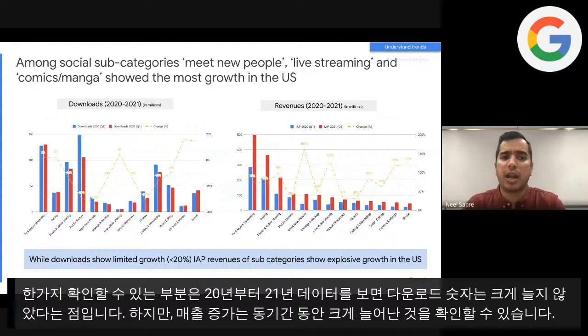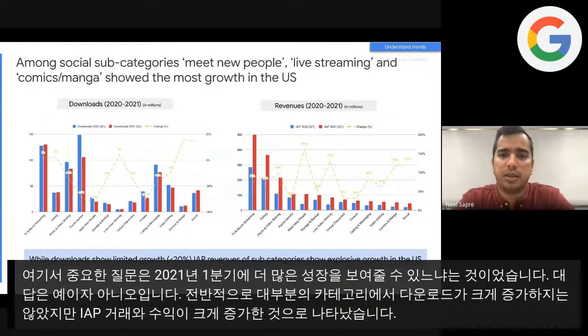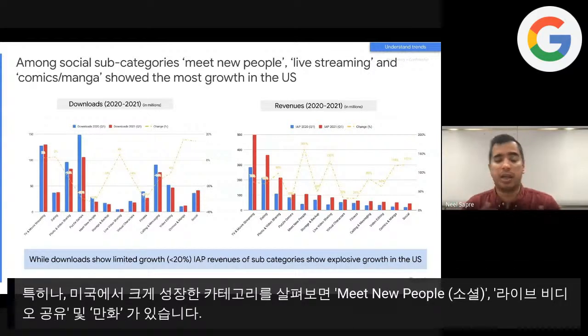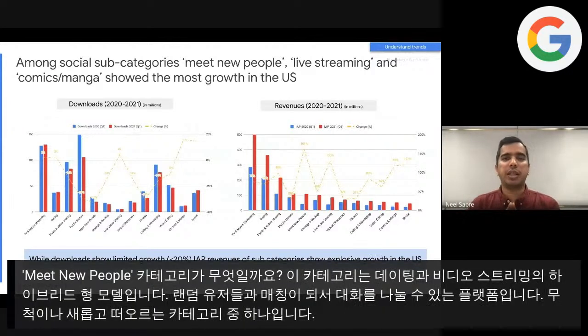But if we look at the categories that grew the fastest year on year, when we specifically look at revenue, we can see categories such as meet new people, live video sharing, as well as comics and manga and social that are growing. What is Meet New People? Meet New People is a hybrid between dating and live video streaming. It's where you match up with random people and you can actually have a video conversation. So it's sort of like friendship slash dating, but a very new and interesting upcoming vertical.